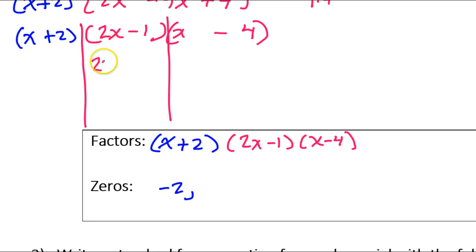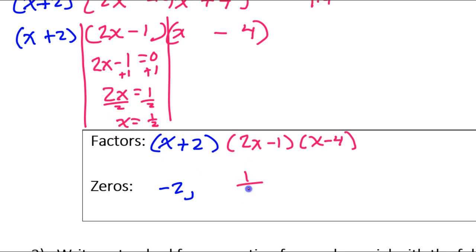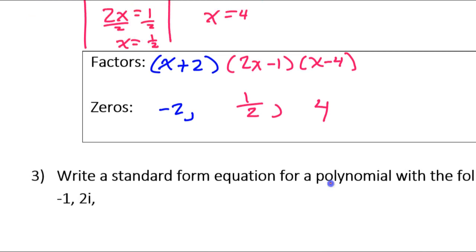But if I set 2x minus 1 equal to 0, I'd have to add 1 to both sides. That would be 2x equals 1. And then I would divide both sides by 2, and I'd get x equals 1/2. So 1/2 is a 0. If I set x minus 4 equal to 0, I'm going to get x equals 4, adding 4 to both sides. So those are my factors. I have factored completely, and these are my zeros, also known as roots, also known as x-intercepts. So that was problem number 2.